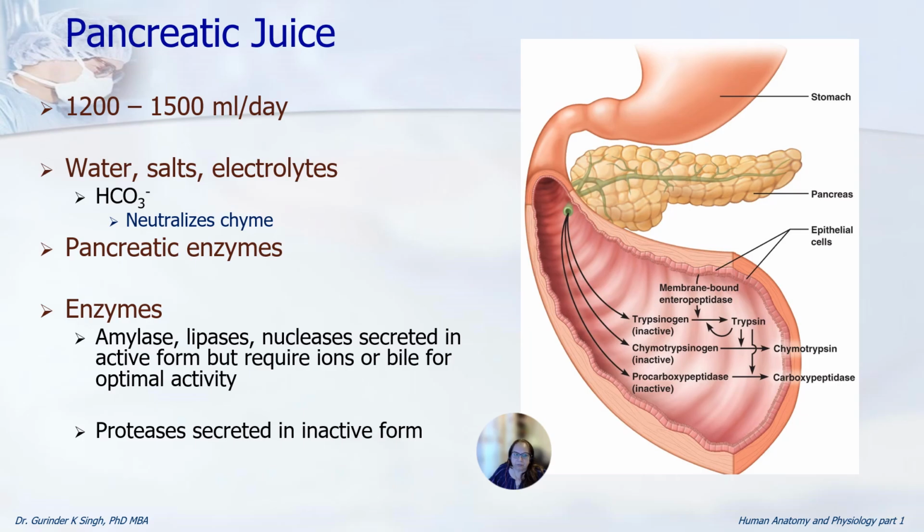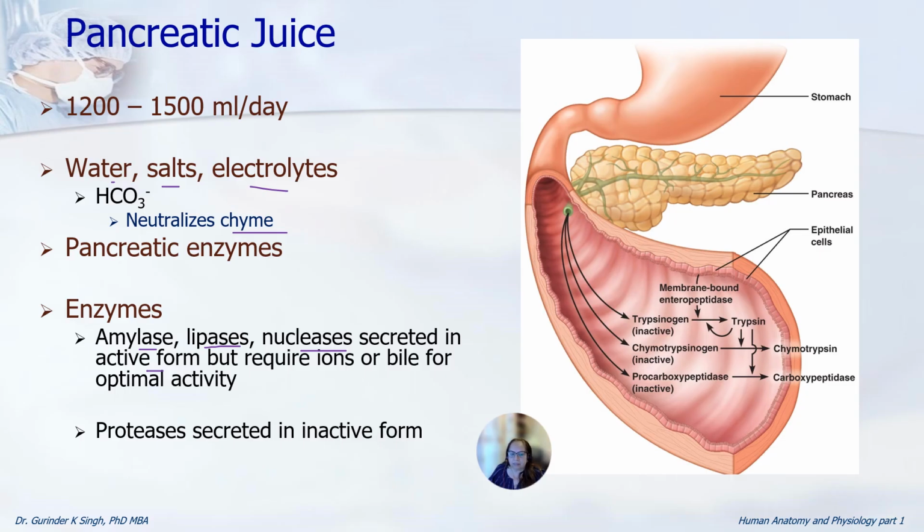The pancreatic juice is anywhere from 1.2 to 1.5 liters per day, and it typically contains water, salts, and electrolytes. The bicarbonate ion is required so that it can neutralize the chyme, which is highly acidic, and then we have many enzymes which are released. Those enzymes are pancreatic amylases, which work on carbohydrates. Lipases and nucleases are also there, which are all secreted in the active form, but they may require ions or bile for their optimal activity.